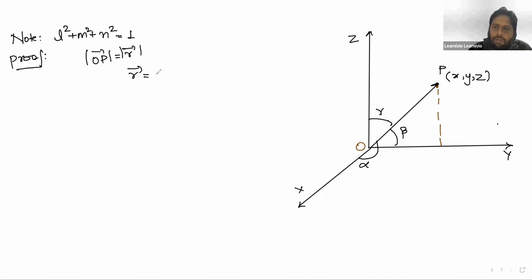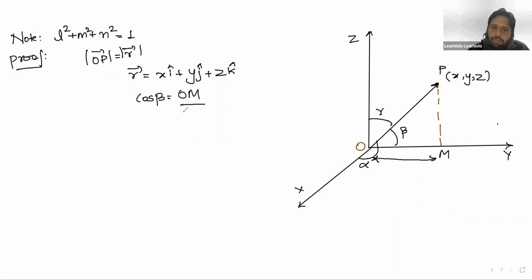Now we can say R is x i cap plus y j cap plus z k cap. Now from this point here, we have drawn a perpendicular. Let this be M. Here, find out cos beta. So cos beta is equal to base by hypotenuse, so OM by OP. Now here, what is this? This is Y, this is the Y axis. So cos beta, we can write this as Y by OP.